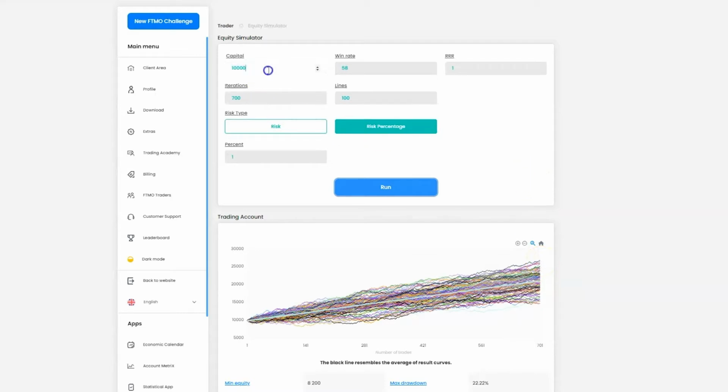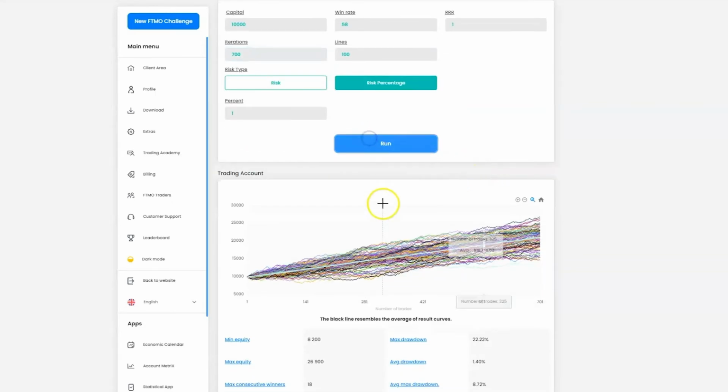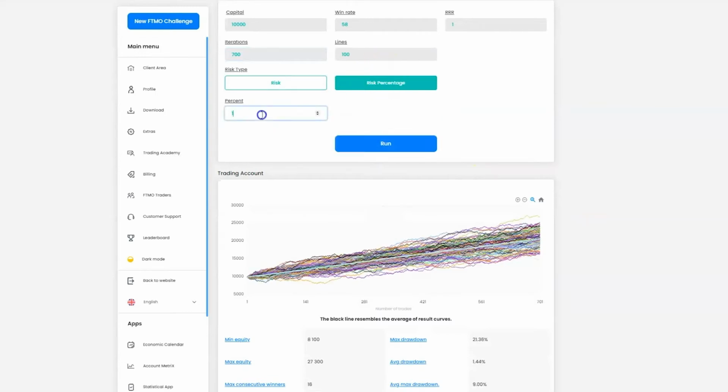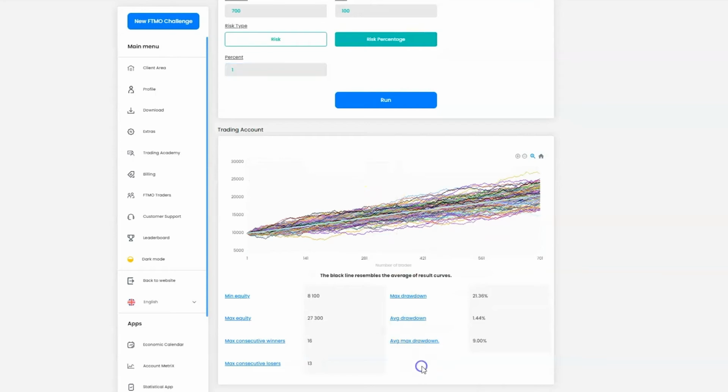So I've entered some account capital, I've entered the win rate, I've entered the risk to reward ratio, I've entered iterations, how many trades it's going to simulate, and once we press run I can select a risk percentage of 1%, I could select 2% even. And what that's going to tell us is also what probability of maximum consecutive winners and maximum consecutive losers we might see. And what's clear to see is probability.